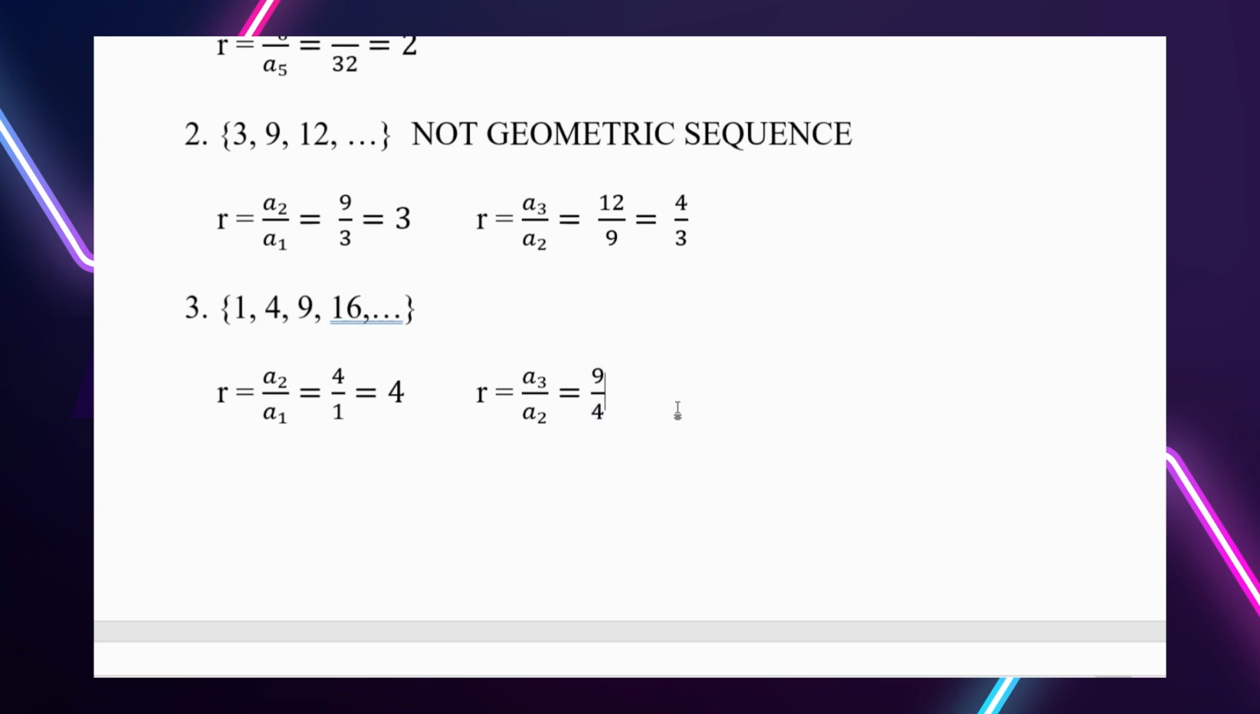So dito pala makikita na natin na wala nang pagkakaparehas ang kanilang ratio. Ang ratio ng a sub 2 at ang a sub 1 ay 4, while the ratio of the a sub 3 and the second term is 9 over 4. Therefore, we can now conclude that the sequence 1, 4, 9, 16 is not a geometric sequence.